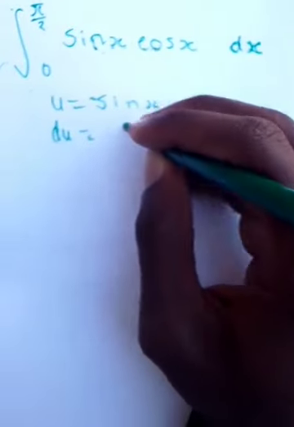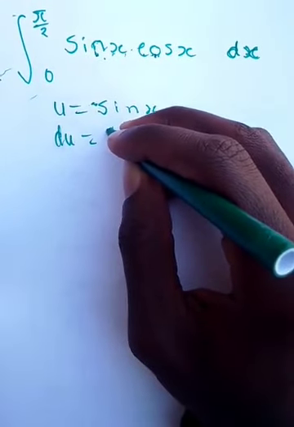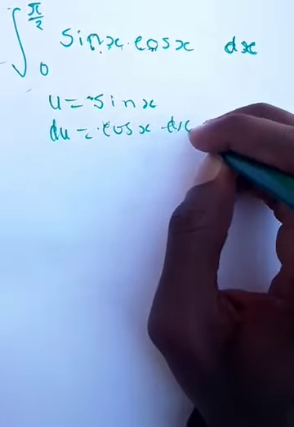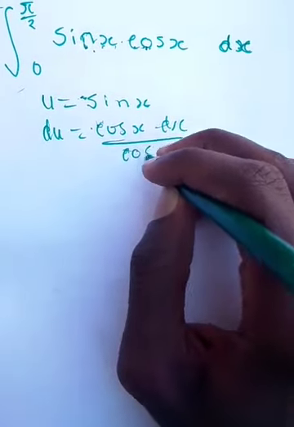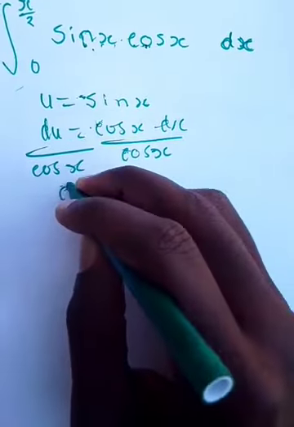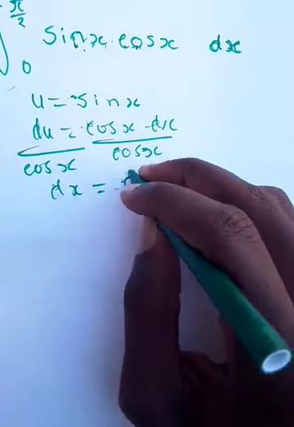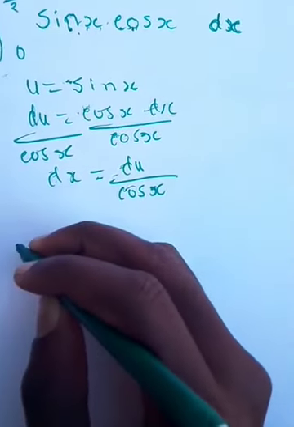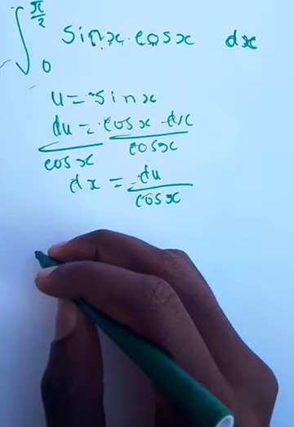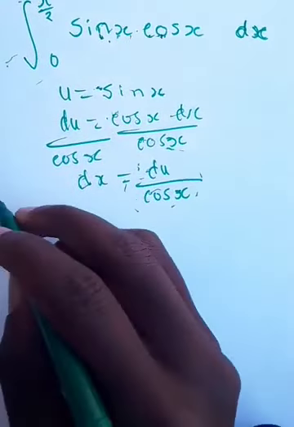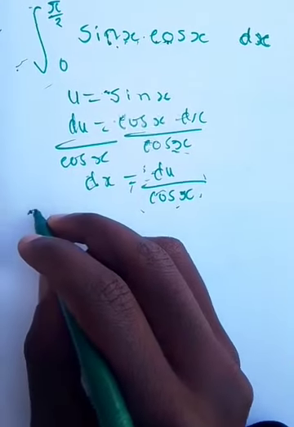Then I'll say du is equal to, what's the derivative for sine? It is simply cos x, right? dx. Make dx the subject, over cos x, right? Hence dx is going to be equal to du over cos x, right? Okay. Now, why is this dx? I'm going to substitute this one. And let me just rewrite it.